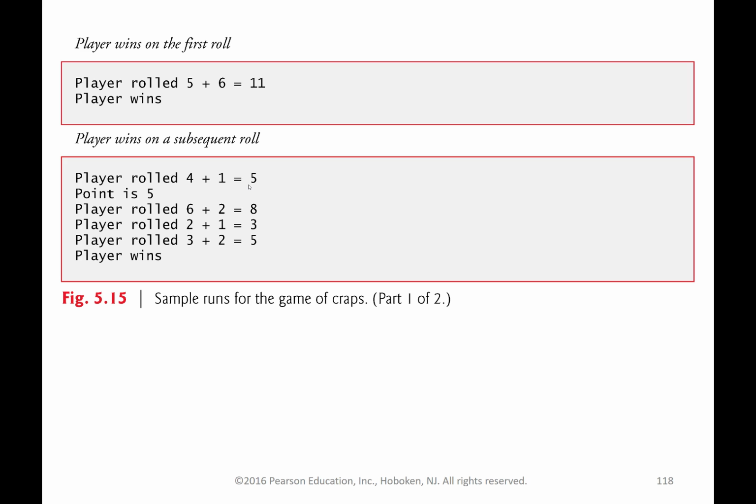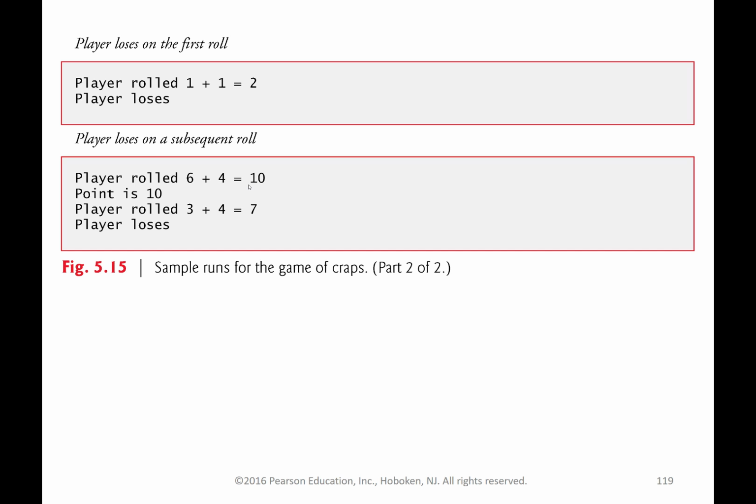The first time he rolled an 11, so he won. Here he rolled a 5, and he rolled 3 times before he got a 5, so he wins again. Here he rolled a 2, he lost. Here his point was a 7 or a 10, but on the next roll he got a 7, so he lost. So this is how the game is played.